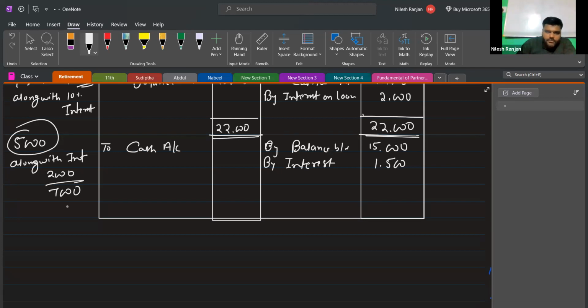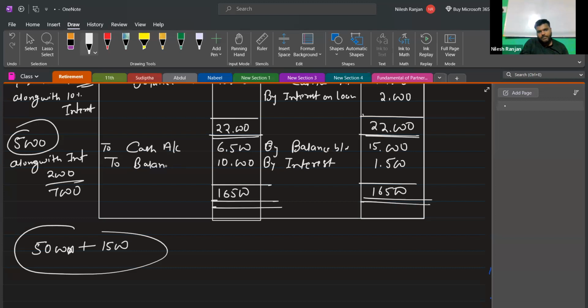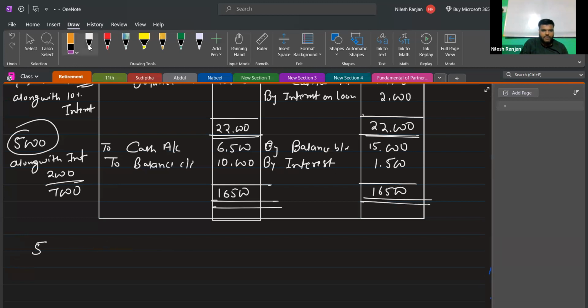5,000? Or no, 20,000. 5,000 is installment amount. And you have to add interest in each year. So 6,500. It is 16,500. The balance will be 10,000. Now this balance will be transferred to next year again. So it will be by balance b/d 10,000.